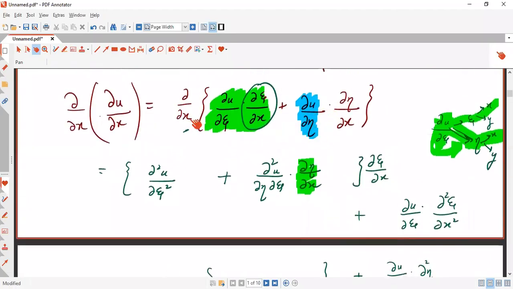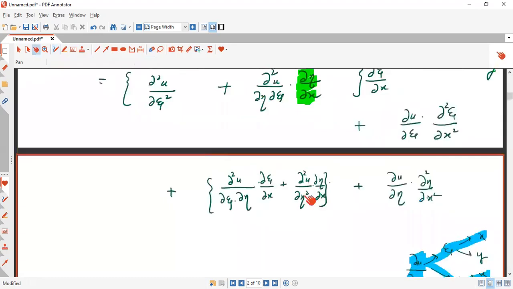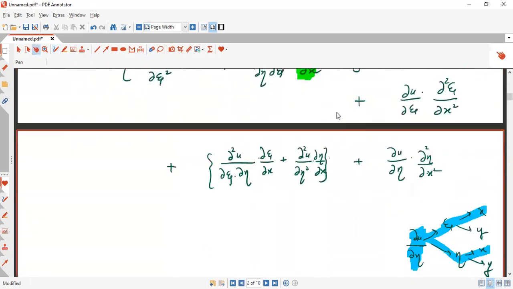This del u upon del eta when I differentiate with respect to x. Del u by del eta I differentiate with respect to xi. It will become del square u upon del xi del eta, because I'm differentiating with respect to xi here, which I'm differentiating del u upon del eta. Plus, now I have to differentiate with respect to, sorry, del xi upon del x, because increase del xi by del x plus del square u upon del eta square into del eta upon del x. What will remain outside? Del eta upon del x.